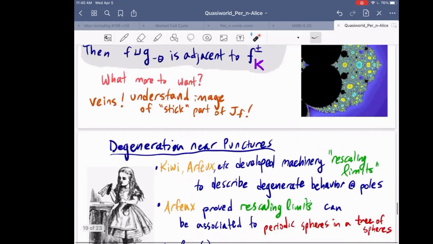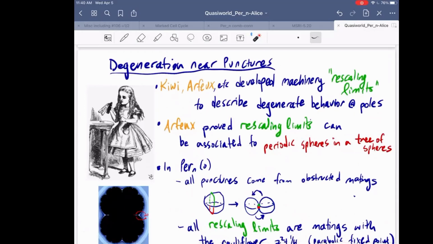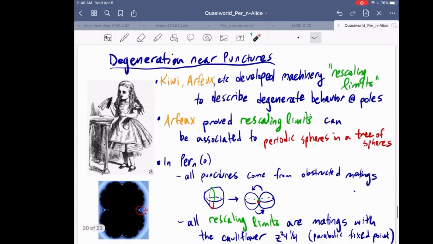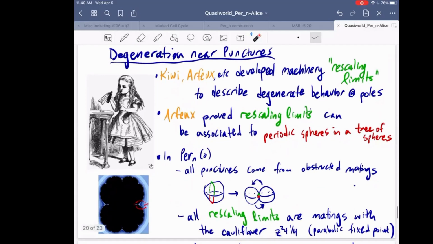Okay, but then for the last 10 minutes, I want to tell you about this last project that I was working on with Alex about these punctures. And for this, Alice is going to drink a little vial and she's going to get really, really small. And she's going to disappear into those punctures. And when she does that, she's going to learn some things about the parabolic structure.